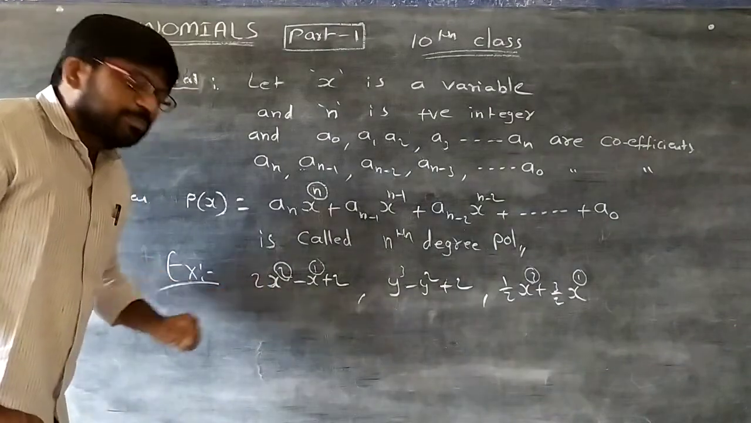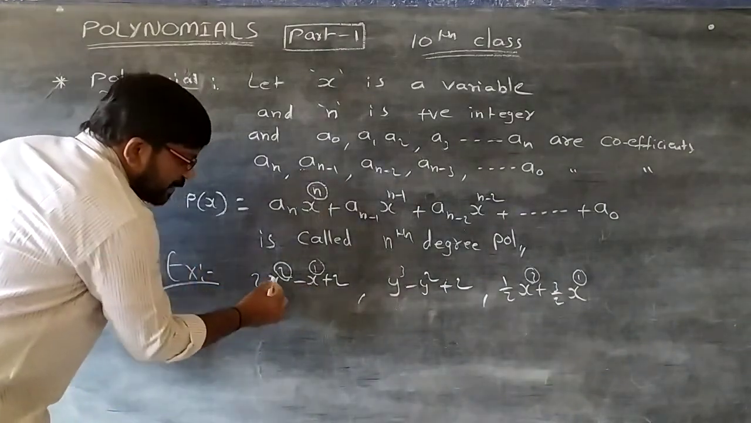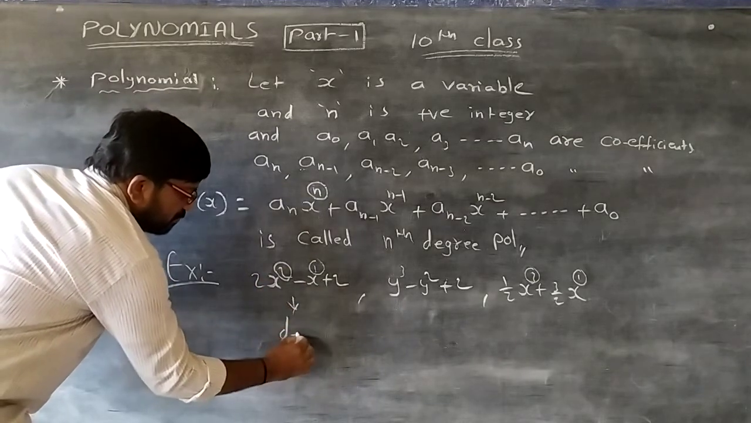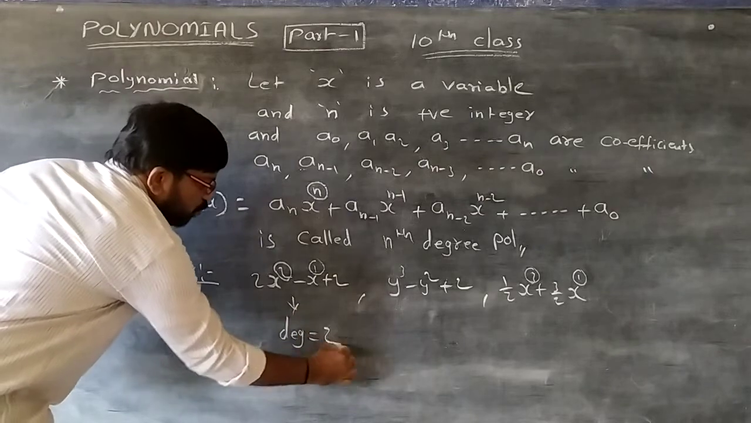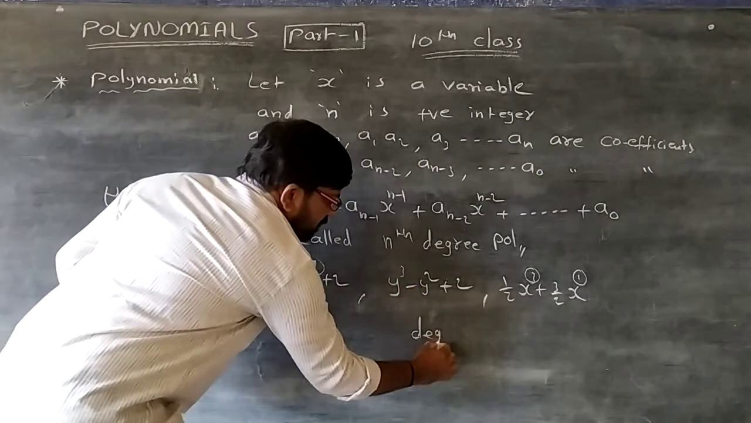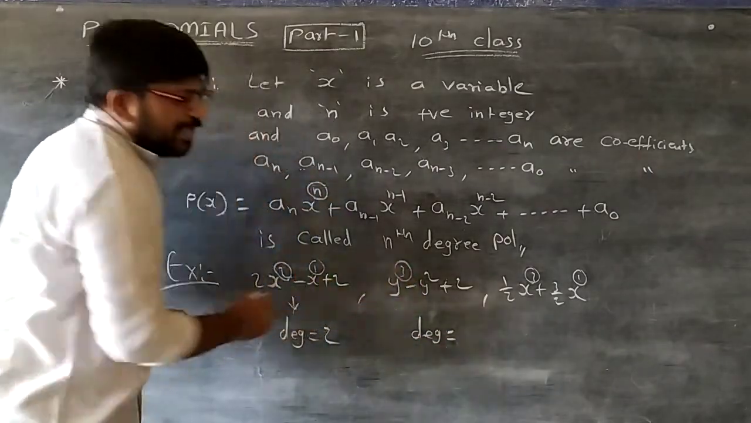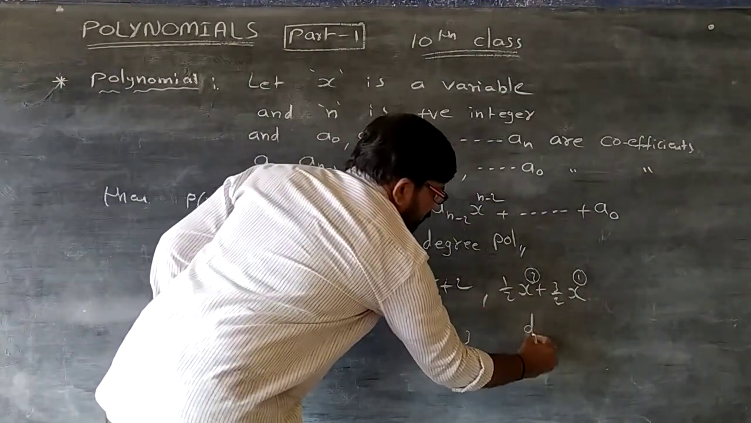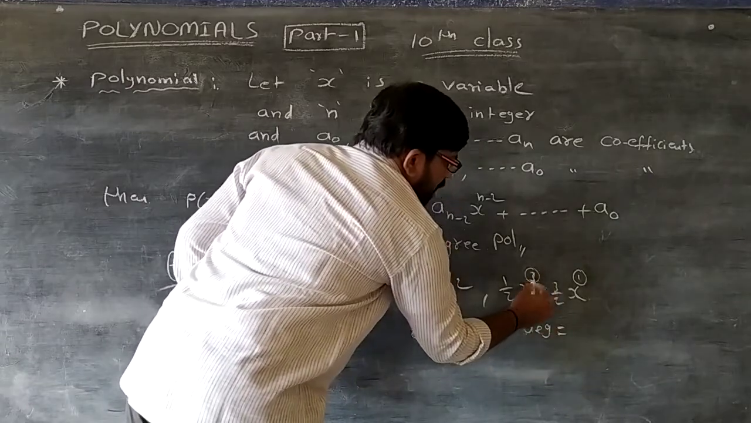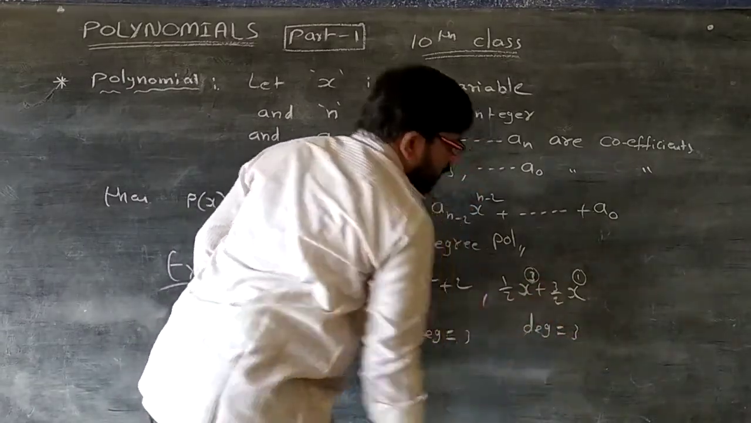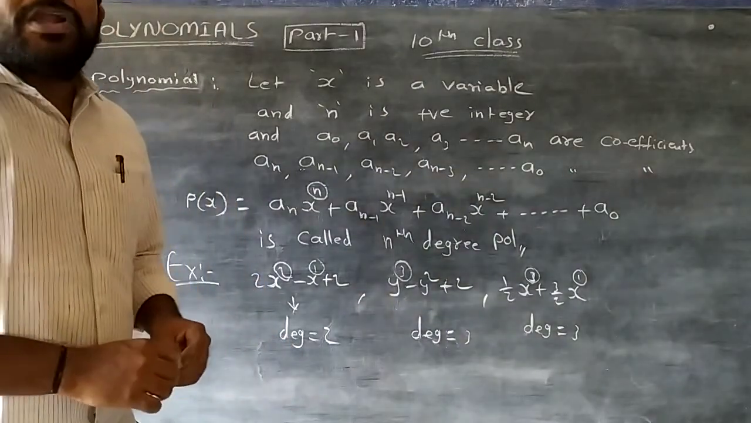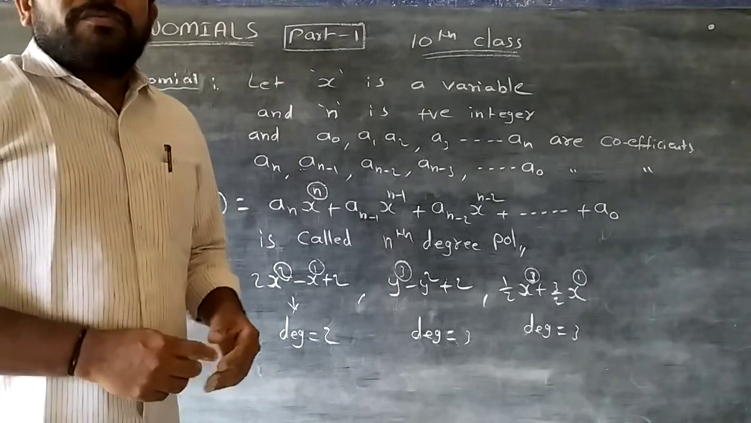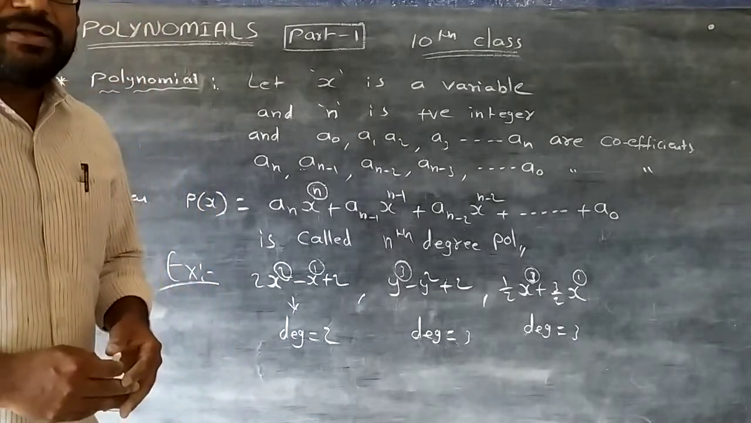What is the degree of this polynomial? Here the highest power of the variable is 2. So its degree is 2. Here the highest power of the variable is 3. So its degree is 3. Here also the highest power of the variable is 3. So its degree is also 3. The degree of the polynomial is defined as the highest power of the variable term.